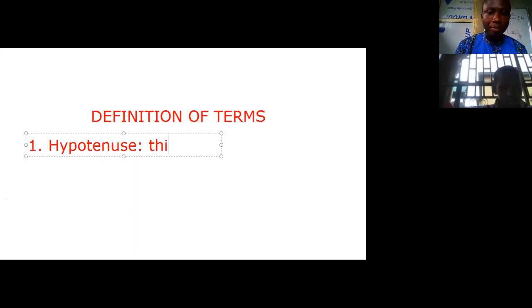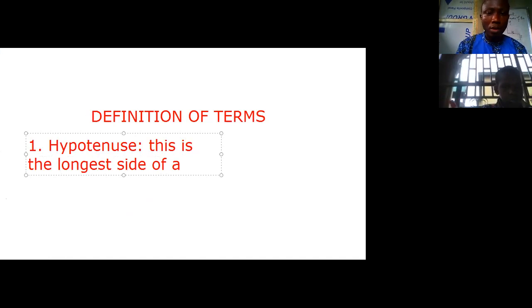This is the longest side of a right angled triangle. Are you done writing it?